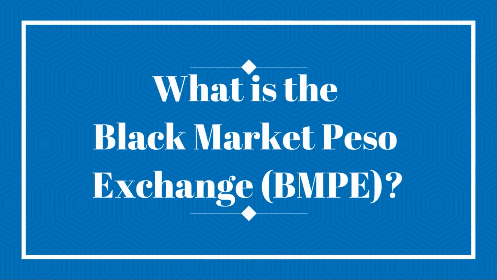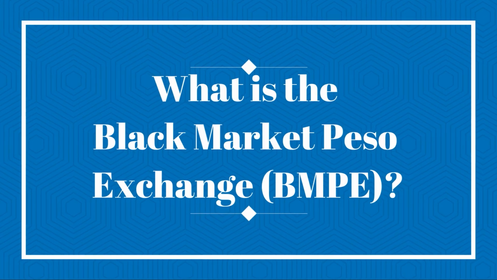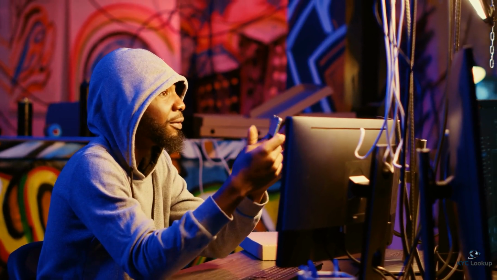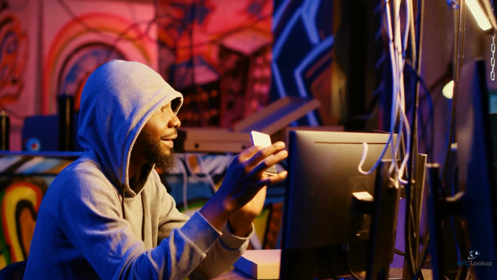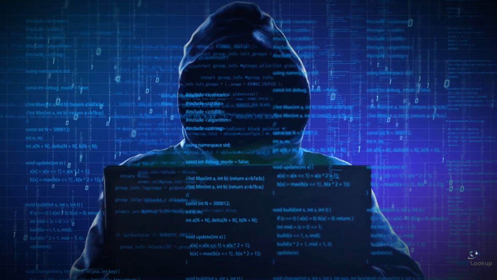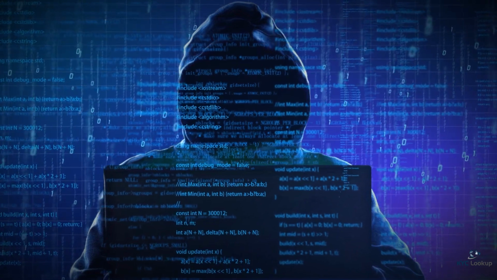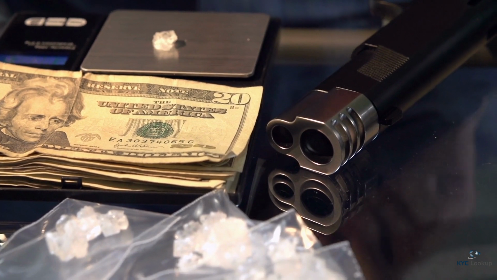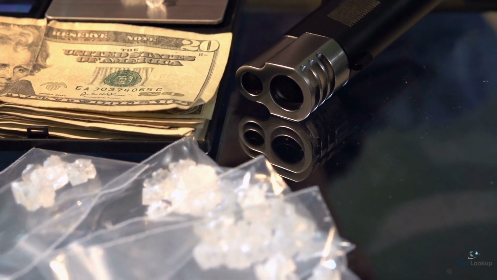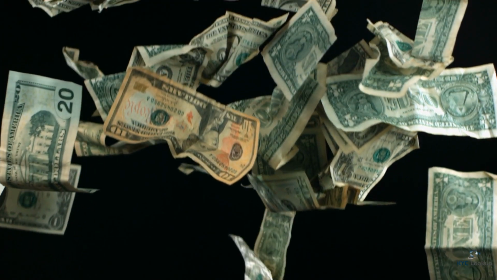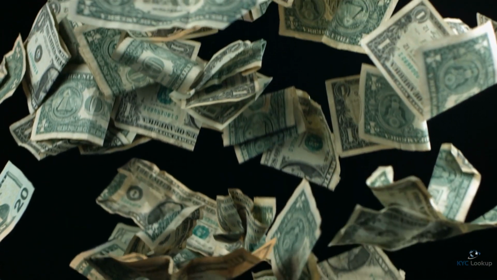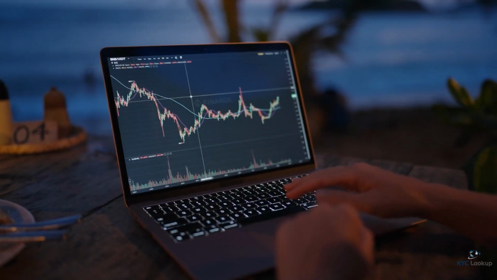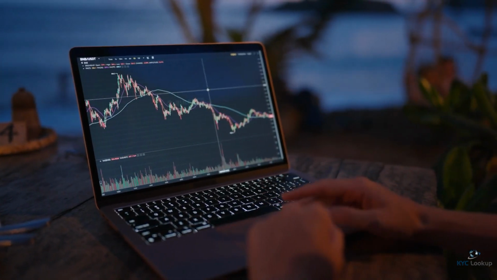What is the Black Market Peso Exchange, BMPE? The Black Market Peso Exchange is a sophisticated money laundering scheme commonly used by criminal organisations to launder the proceeds of illicit activities, such as drug trafficking, arms smuggling, and human trafficking. The process typically involves the conversion of US dollars obtained from illegal activities into Colombian or Mexican pesos through seemingly legitimate trade transactions.